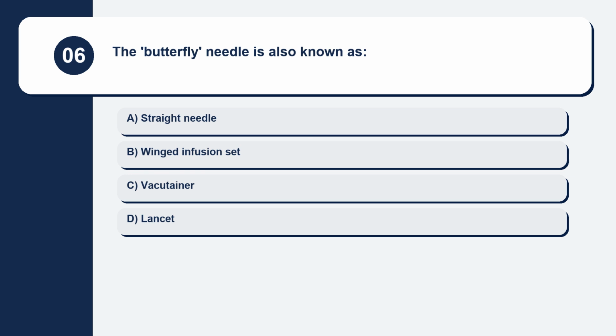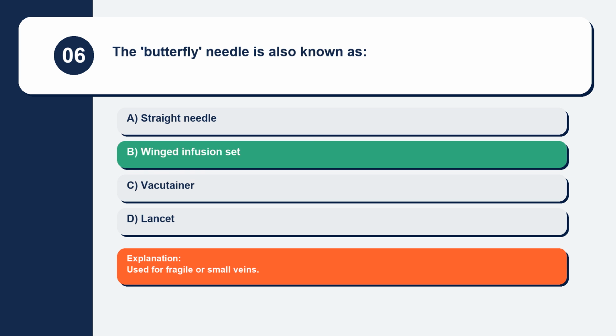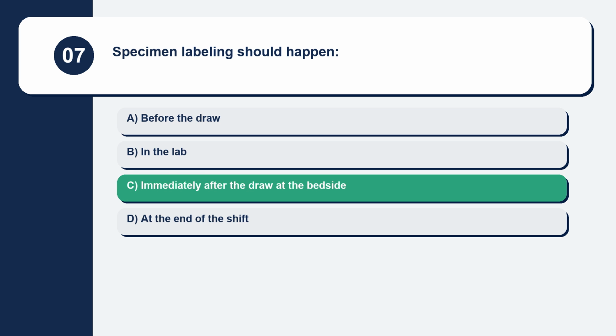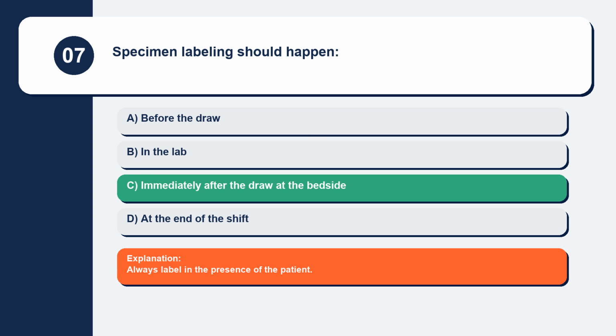Question 6. The butterfly needle is also known as: straight needle, winged infusion set, vacutainer, lancet. Used for fragile or small veins. Question 7. Specimen labeling should happen: before the draw, in the lab, immediately after the draw at the bedside, at the end of the shift. Always label in the presence of the patient.